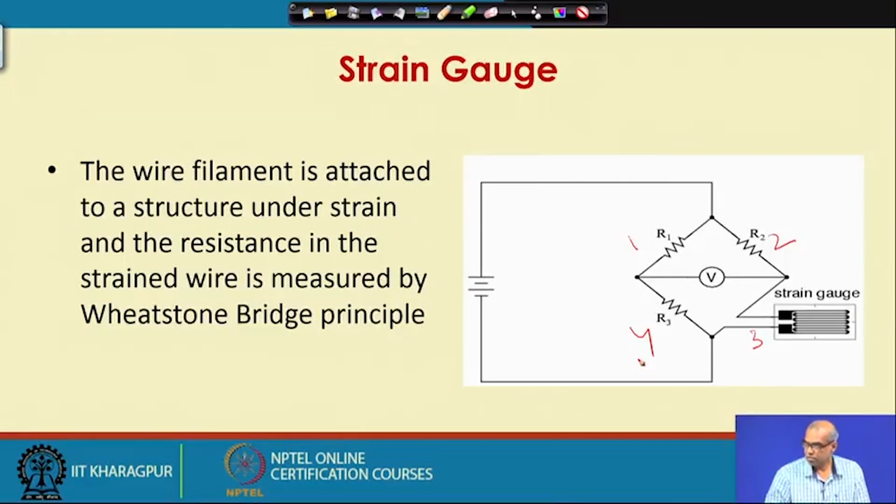Let us say the strain gauge is a conducting wire. So, this wire or the strain gauge is connected or attached to the sample which is under strain. So, this is the sample which is under strain. On the surface of that I rigidly bond or attach the strain gauge. So, when the sample undergoes strain, the strain gauge also undergoes strain.